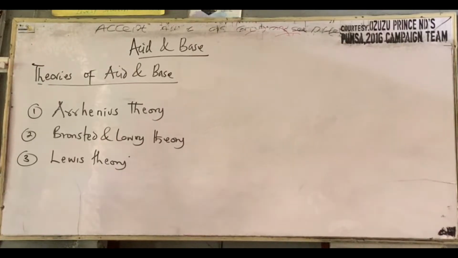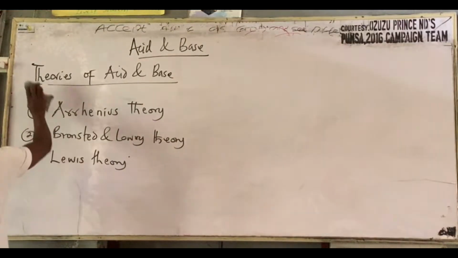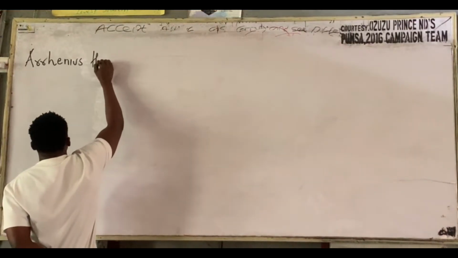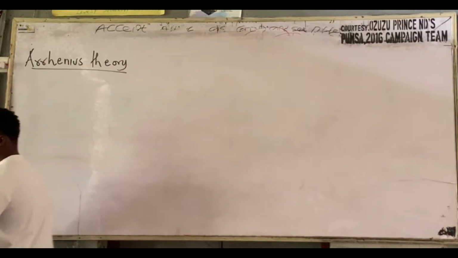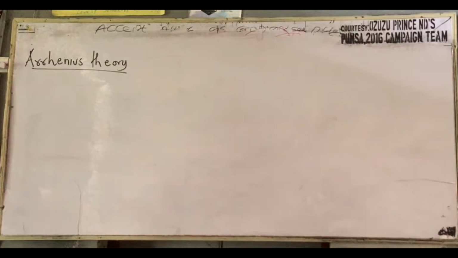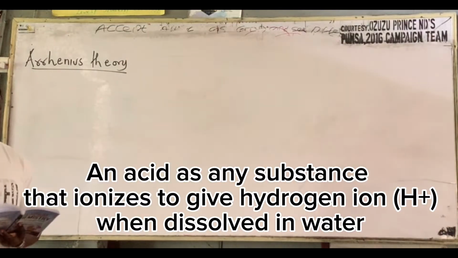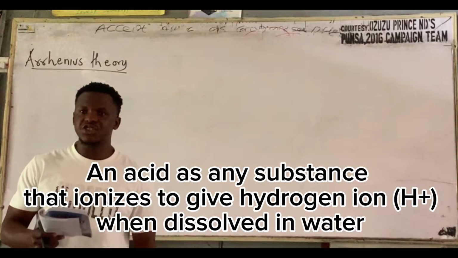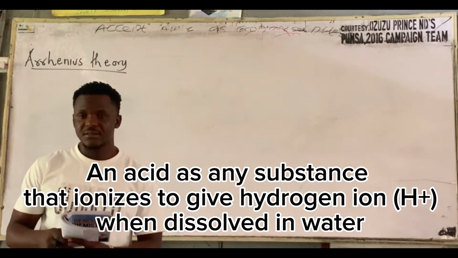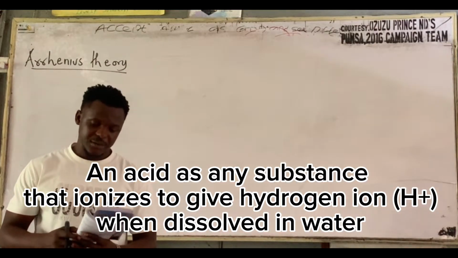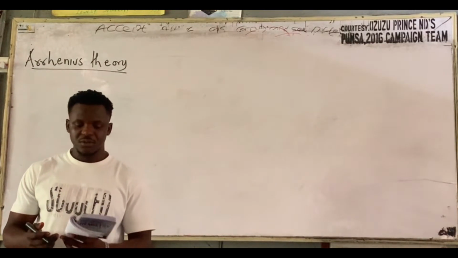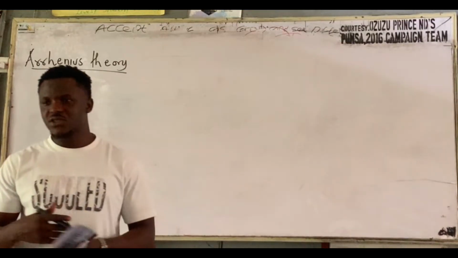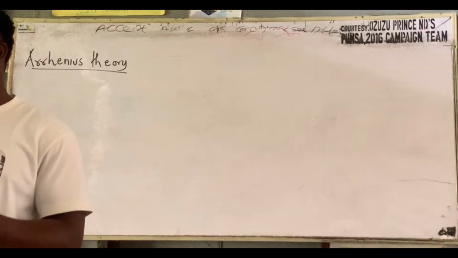So we're going to be taking them one after the other, right? Let's look at the first one, Arrhenius theory. Arrhenius defined an acid as a substance that ionizes to give hydrogen ion when dissolved in water. When dissolved in water, in brackets, aqueous solution. Sometimes they might not use the word water, they can just use the word aqueous. Aqueous simply means anything that has what? Water.